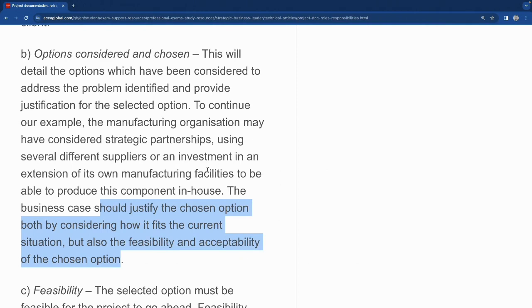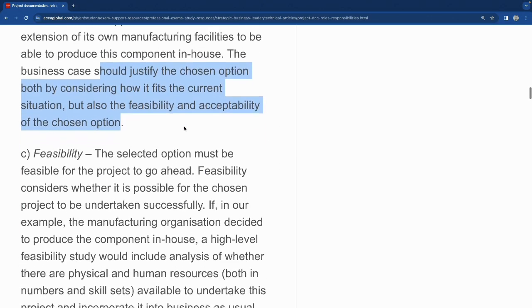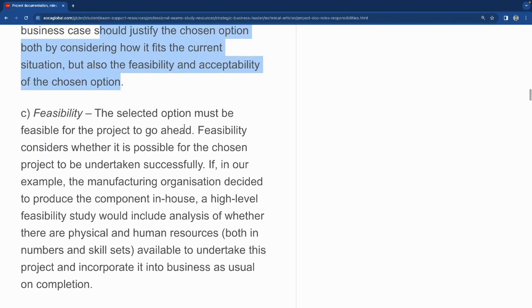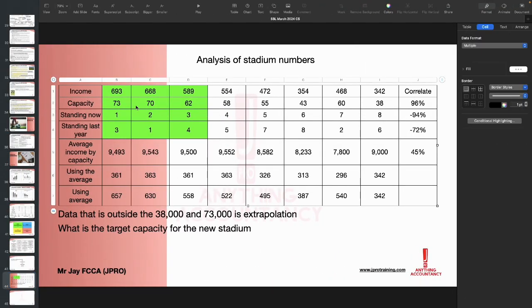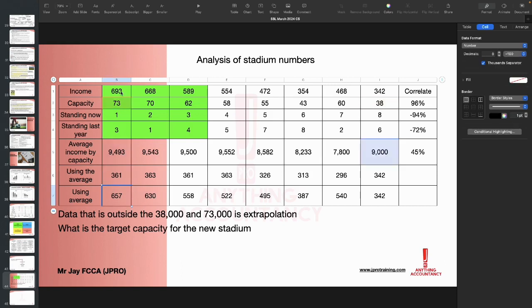So this is because we looked at the justification. Now, you may ask, how do I get 657? Where do I get 657? 657 is 73 capacity times 9,000. Got it? 73 capacity for this stadium, times the 9,000 average income from this stadium. Okay? So that's how we get that 657 income.